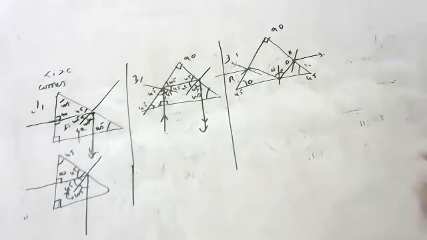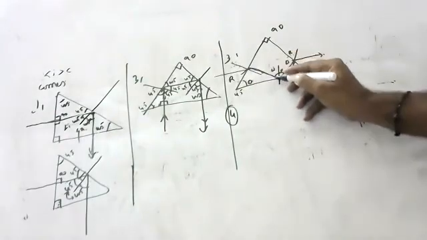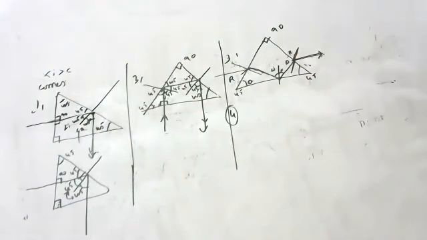You have to understand these concepts, children. Rarer to denser, towards the normal. Denser to rarer, away from the normal.